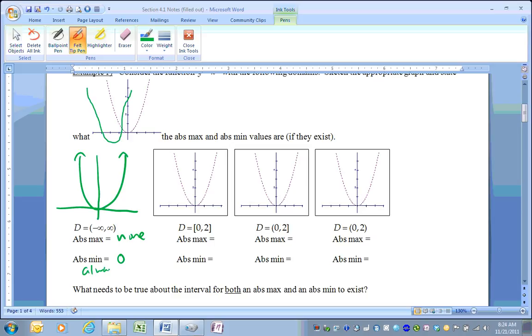Always state the y value. When it asks for the absolute minimum, absolute maximum, state the y value. They'll ask for the x value if they want it. But what's the lowest value? It's just 0.